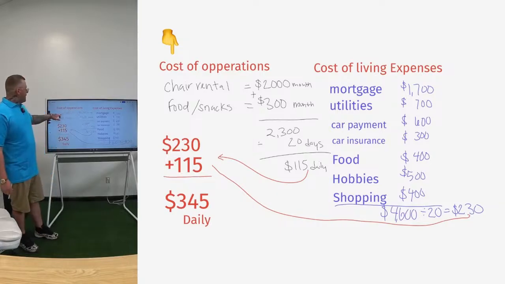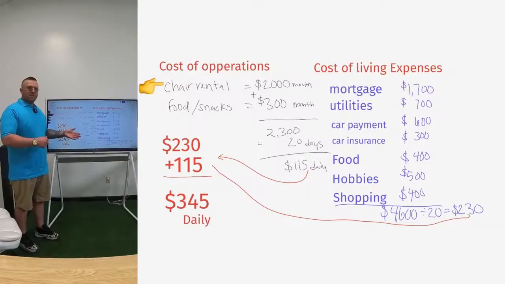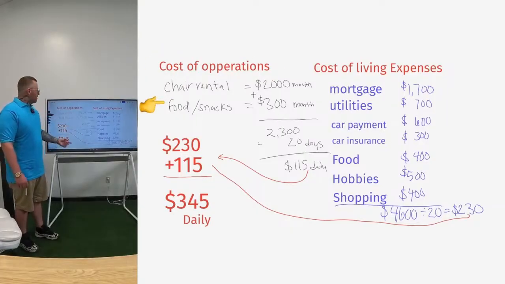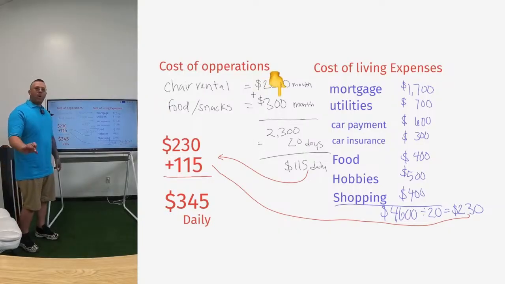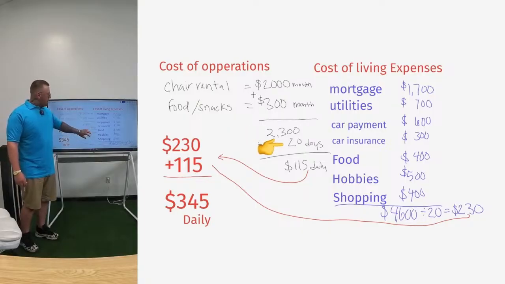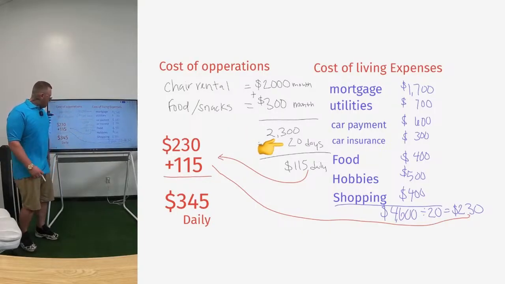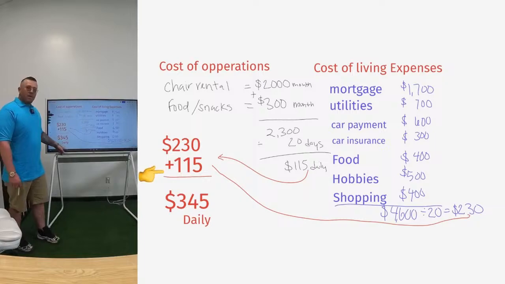It goes more in depth, but it's easier to separate the two. But nonetheless, chair rental for a month is $2,000. My food and snacks, about $300 a month. So total of that every month is $2,300. Again, I work 20 days a month, so I'm going to take that $2,300 and divide it by 20 days. That is a total of $115 a day.